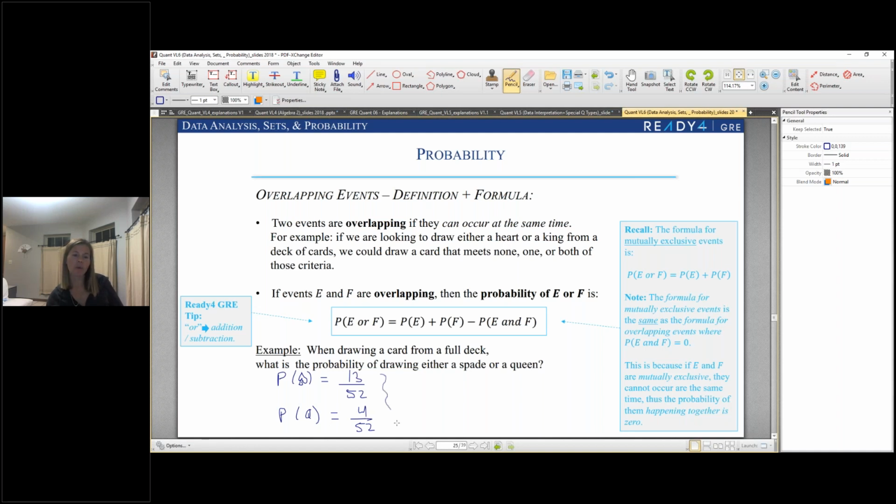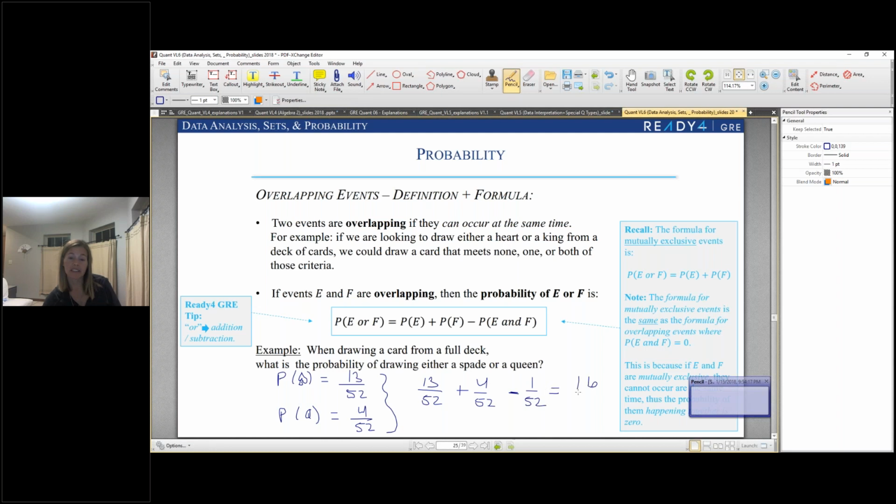And so when you have something where your groups overlap a little bit, like recall before we had clubs and diamonds, and those don't overlap at all, so we just added them together. Here, because they overlap, we just have to subtract out the one that overlaps. So here we're going to take our 13 out of 52 and add our 4 out of 52. But then we're going to subtract the one that overlaps, the queen of spades. So we're going to take out that 1 out of 52.